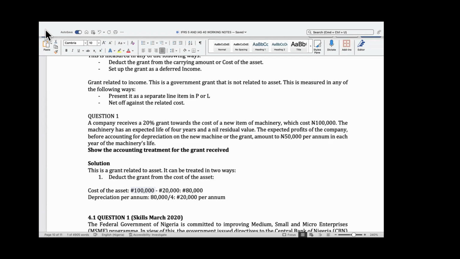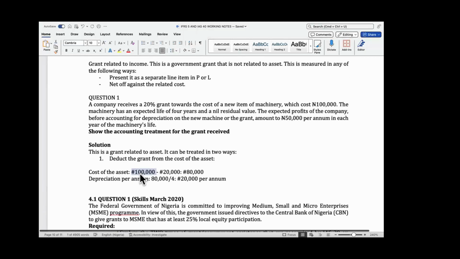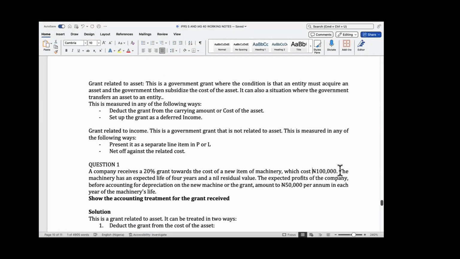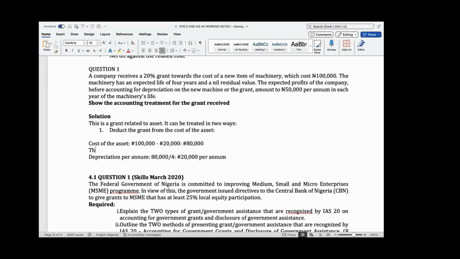The assets, you already bought the assets. The asset is not the problem here. The asset was in your books. It cost you 100,000. So that's not the issue. The issue is the grant that the government wants to give you. So the government actually gave him 20K. So it's debiting bank and crediting the assets. So the grant won't even go to P&L at all.